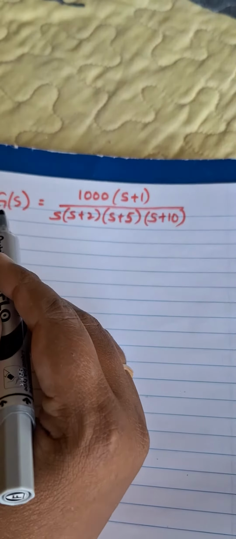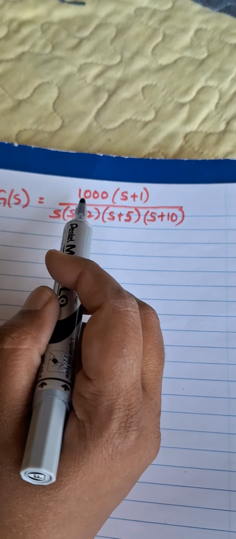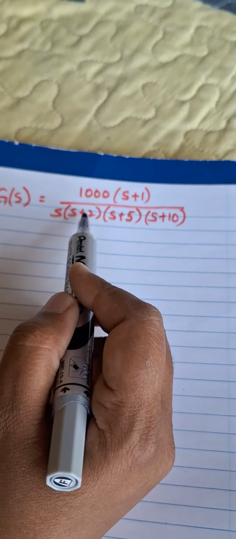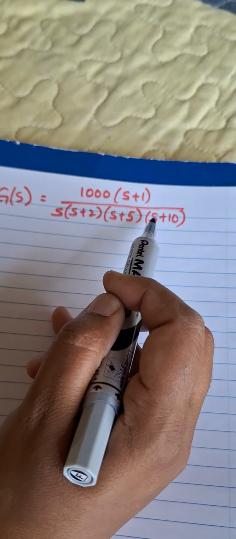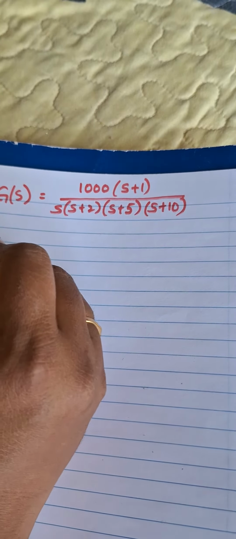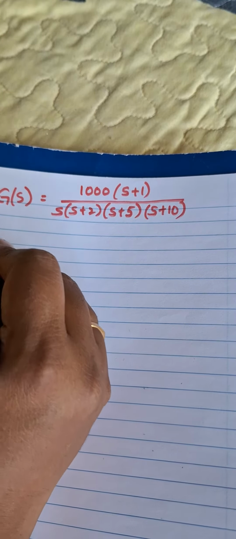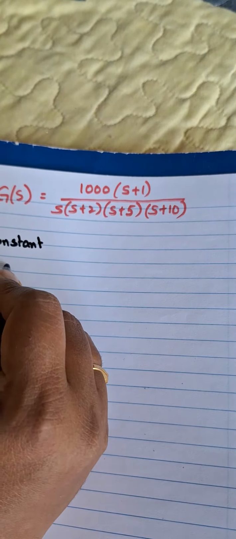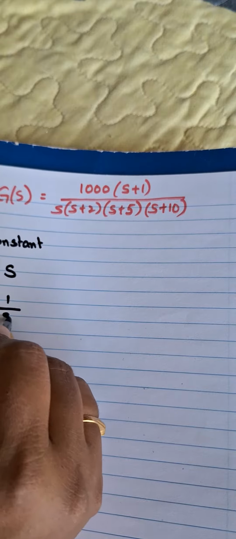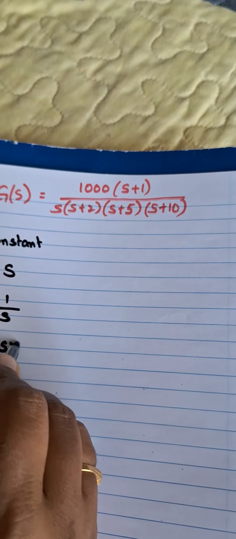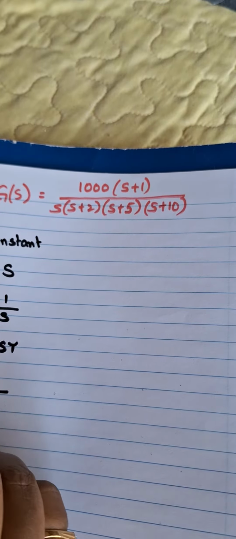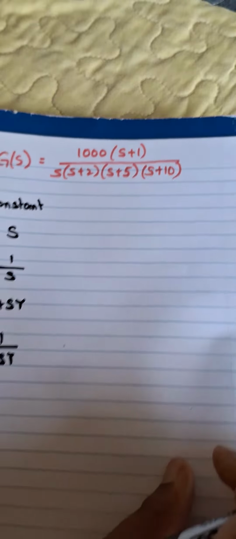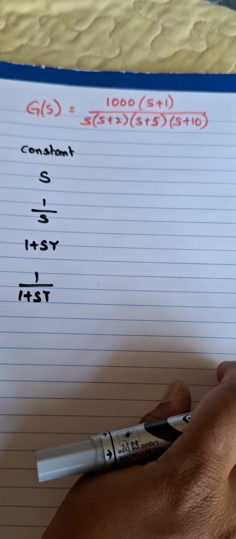So this is the transfer function given. G of s is equal to 1000 into (s plus 1) by s into (s plus 2) into (s plus 5) into (s plus 10). But we have the standard forms: constant, then s, 1 by s, 1 plus s tau, 1 by 1 plus s tau. So these are the standard forms we are having to solve the problem.